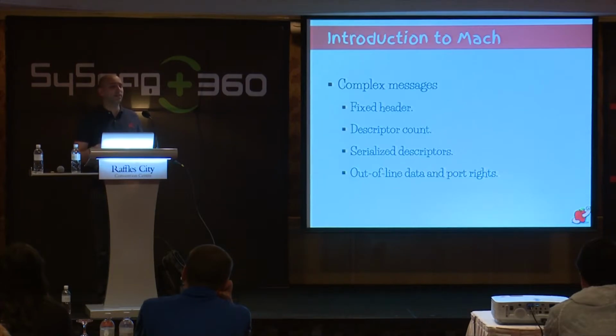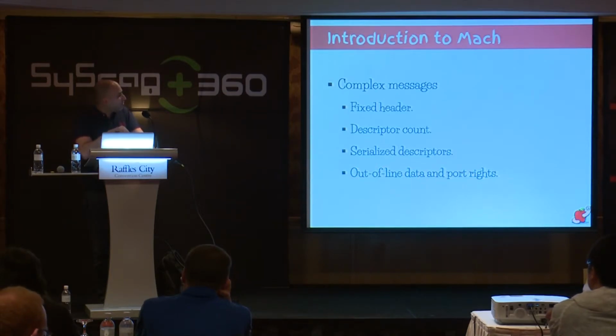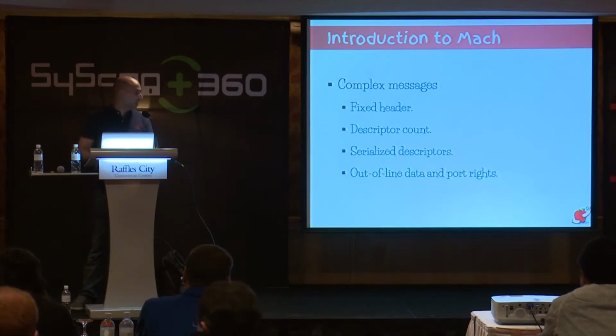The complex messages are the ones that are more interesting. They also have a header, and then a descriptor count to tell the system how many descriptors you are going to have. Then you have a list of the serialized descriptors, with the data that you want to send in the message. An interesting thing is that you can send out-of-line data and port rights in those messages, meaning you have a process, and you can pass, for example, the right to a port to another process. Or you can send pointers, for example.